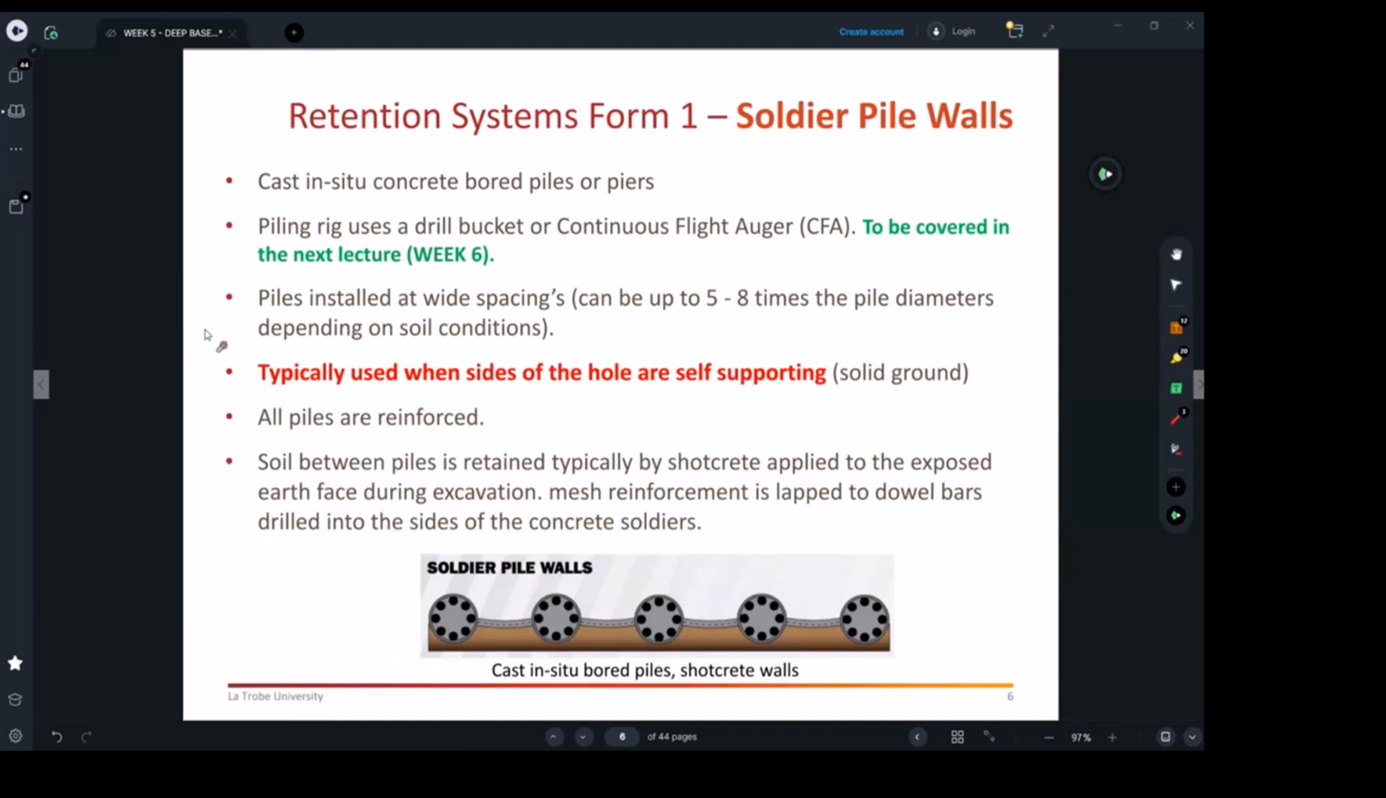All right. So as we talked about this point here, it's spaced with such distance. If the pile diameter is about 900, then 5 to 8 times that diameter will be the spacing between them. All right, so typically used when sides of the holes are self-supporting solid ground.